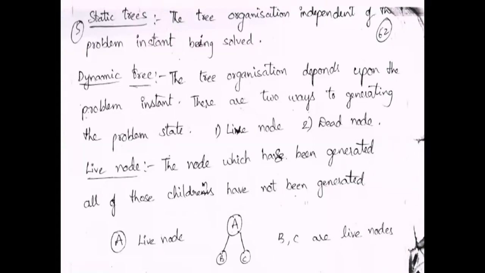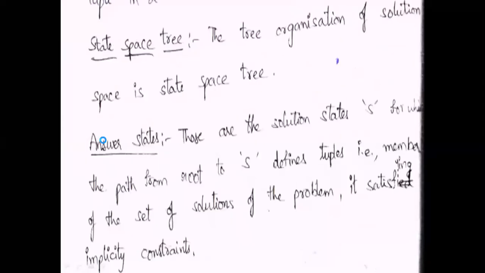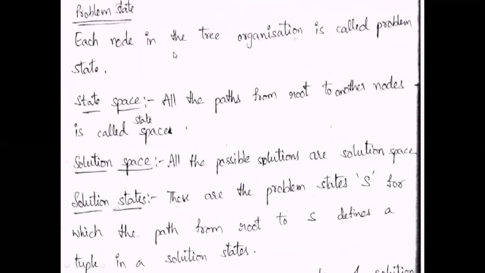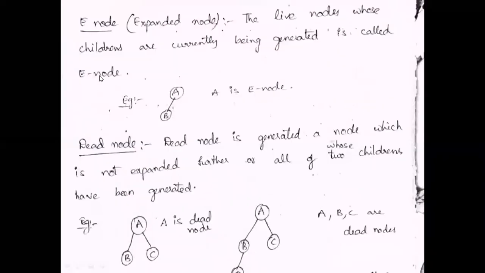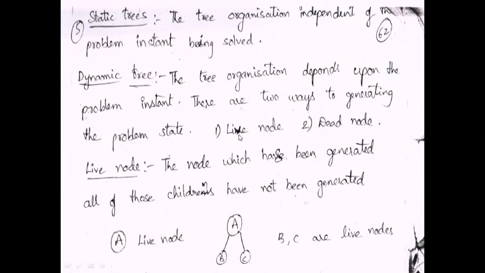There are two ways to generate the problem states. Already we defined the problem state: each node in the tree organization is called a problem state. The problem state is generated in two ways. The first one is live node and the next one is dead node. What is meant by live node and what is meant by dead node?